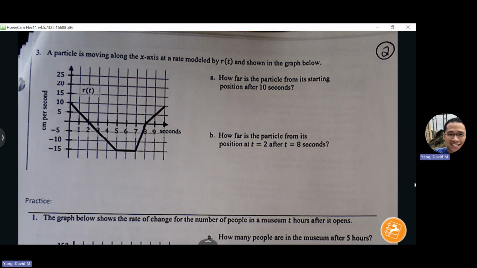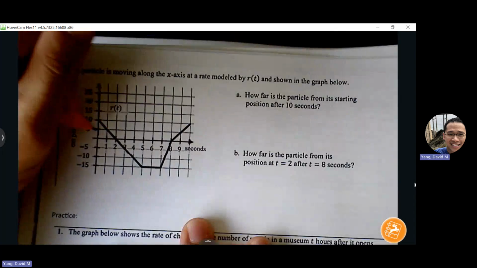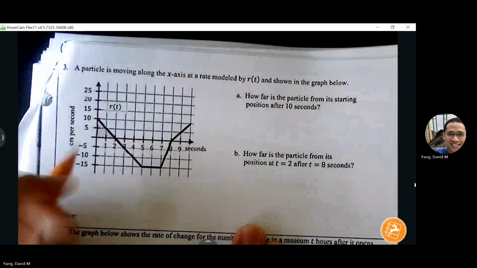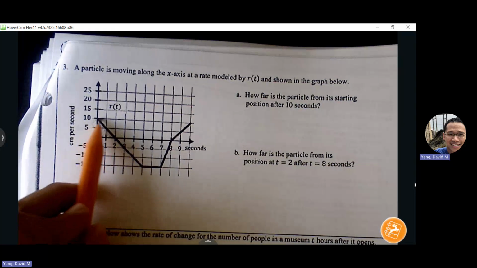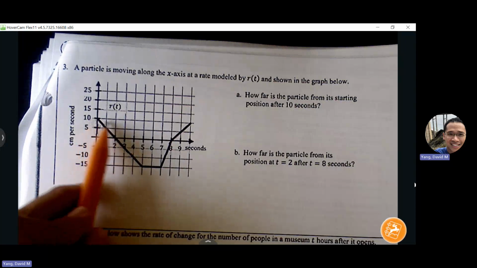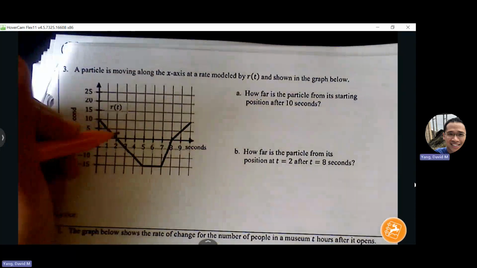For A, this is more like displacement, because it's not asking how far the particle has traveled. It's just asking how far is the particle from the starting position. So we'll just have to add and subtract depending on where the area of the region is. So first, let's make sure we're shading in the correct spots here. We're looking at this triangle here. If we find the area, because this is his speed, right? Then we can figure out how far he's traveled to the right in this time interval.